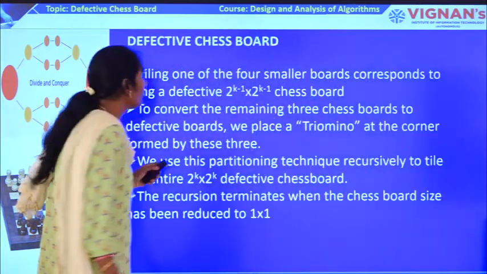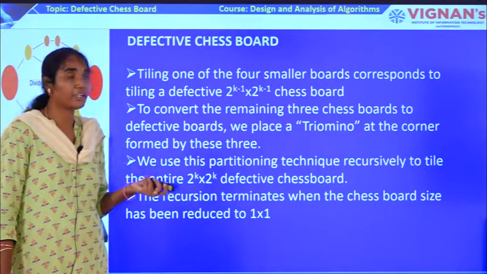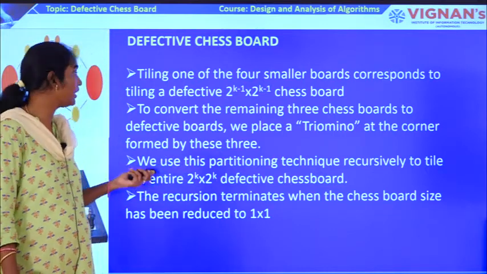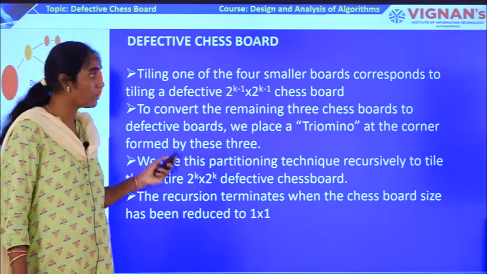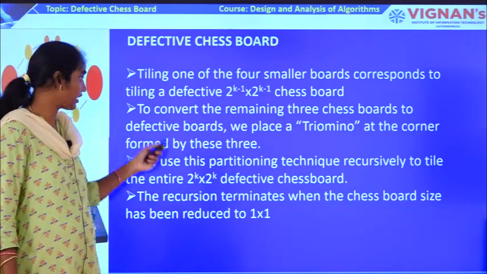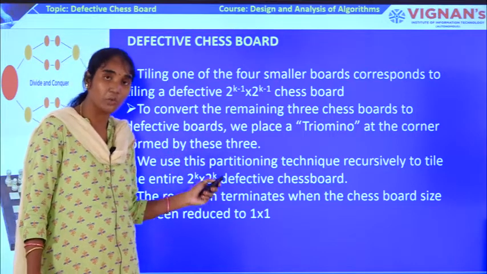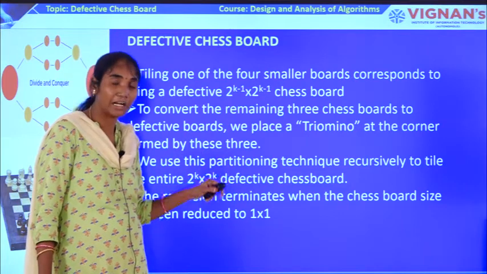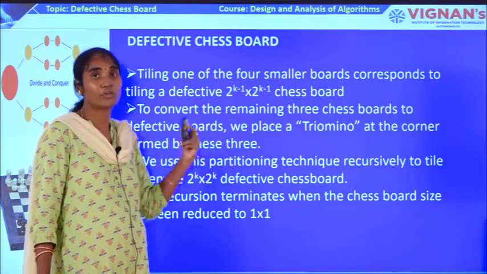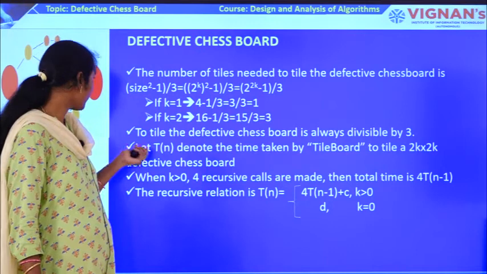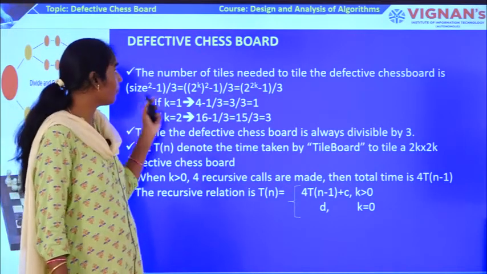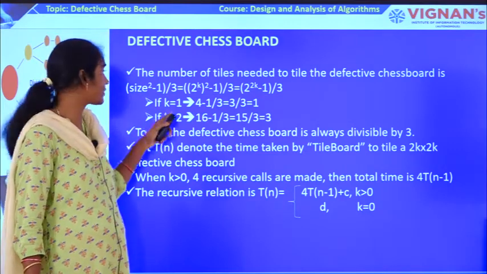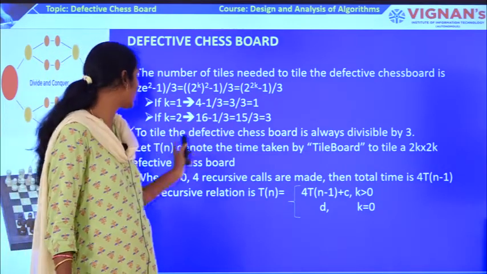And now tiling one of the 4 smaller boards corresponds to tiling the defective 2 to the power of k minus 1 into 2 to the power of k minus 1 chessboard. So now to convert the remaining chessboards to defective chessboards, we have to place a trimino at the corner, right? So here we are placing a trimino in the corner part, and by making that we are going to find out the position. Now here each time the number of tiles needed to tile the defective chessboard is (4^k minus 1) by 3, which is (2^2k minus 1) by 3.